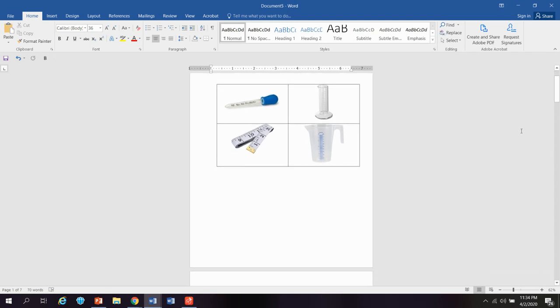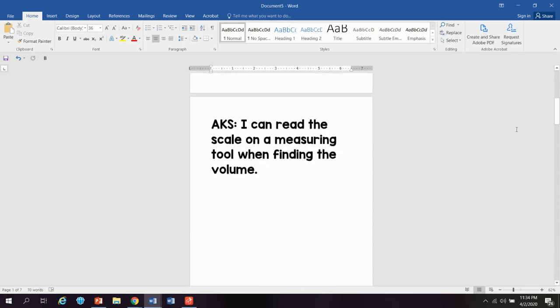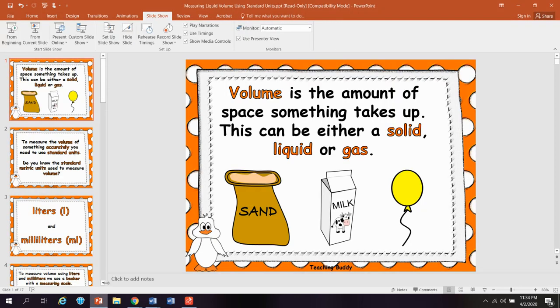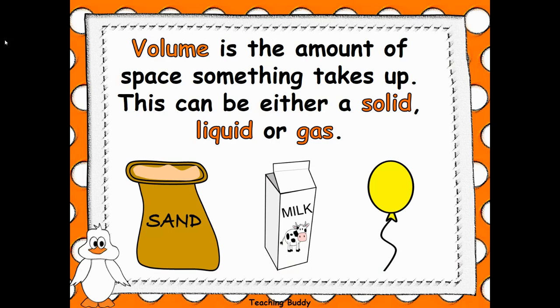Great job. All right, so for our lesson today, we're going to learn how we can read the scale on a measuring tool when finding the volume. Yesterday, we talked about different tools we use when we're measuring. We talked about how we can use measuring cups, measuring spoons, the little medicine droppers. So let's review what we learned yesterday.